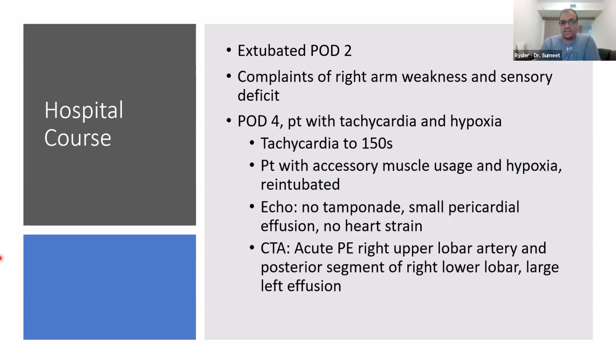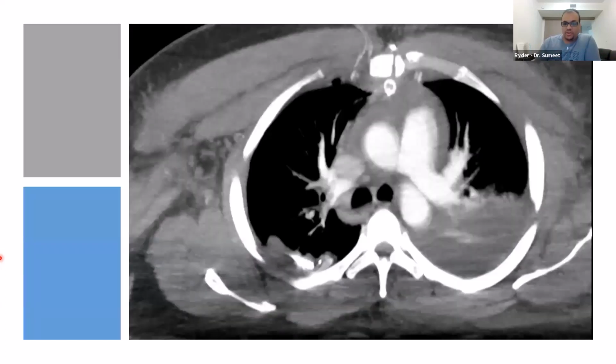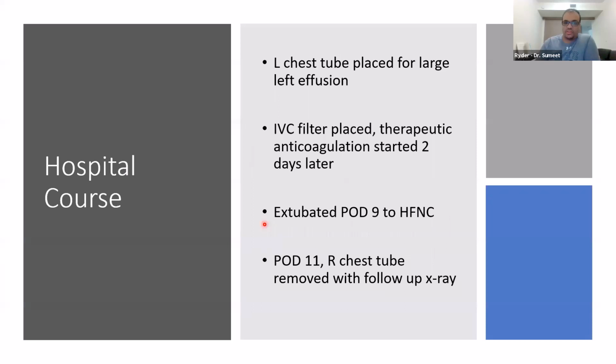So we were concerned about redevelopment of either tamponade versus PE. An echo was done. There was no significant pericardial effusion, no heart strain, but the CTA did show a pulmonary embolism, which you can see here in the right upper lobar pulmonary arteries. At that point, he had a left chest tube placed for a large left effusion. An IVC filter was placed, and therapeutic anticoagulation was started a few days later.